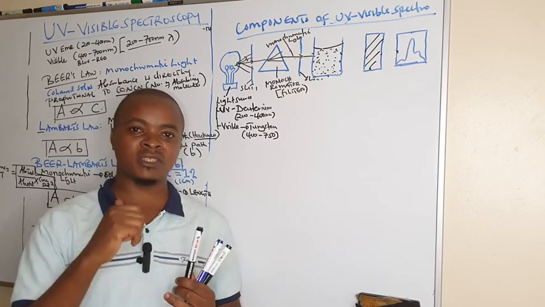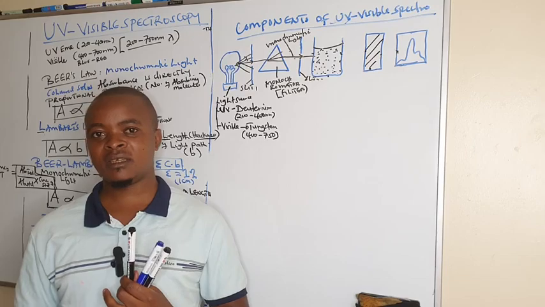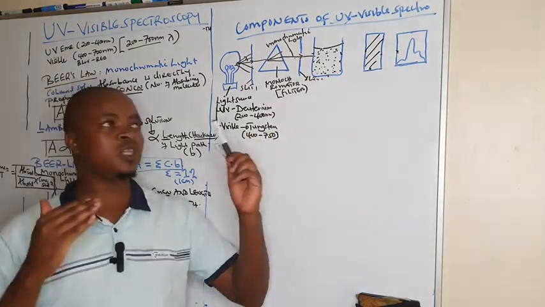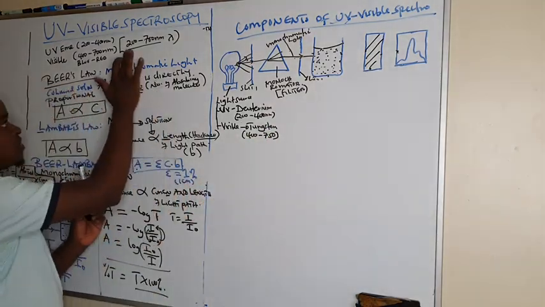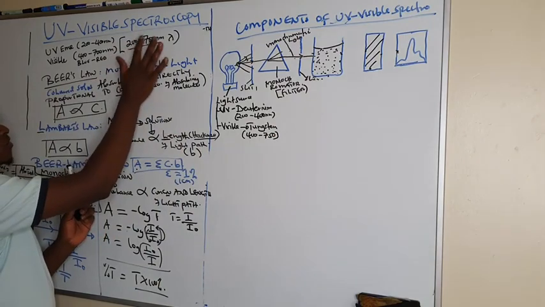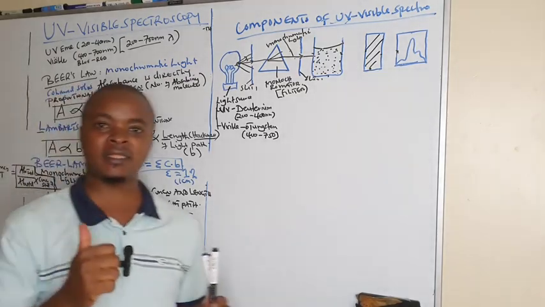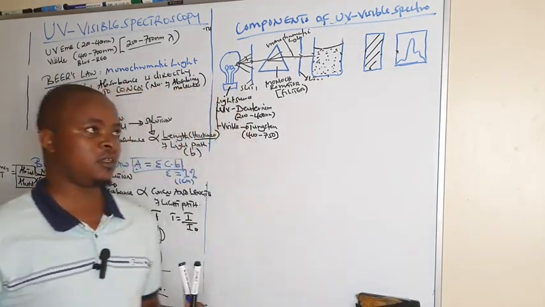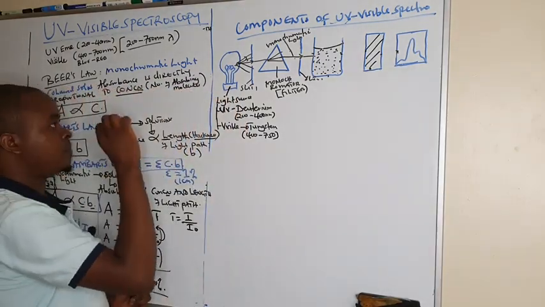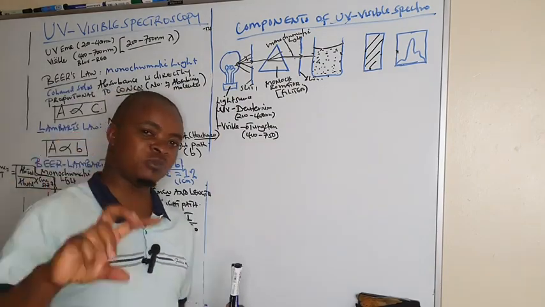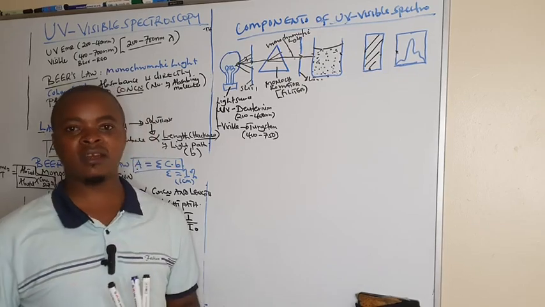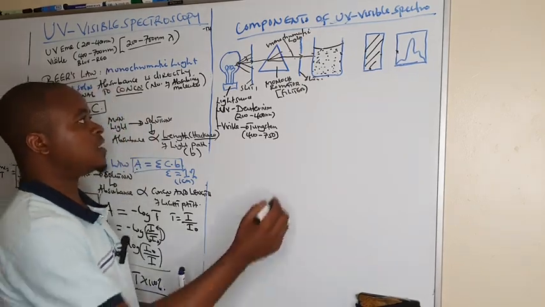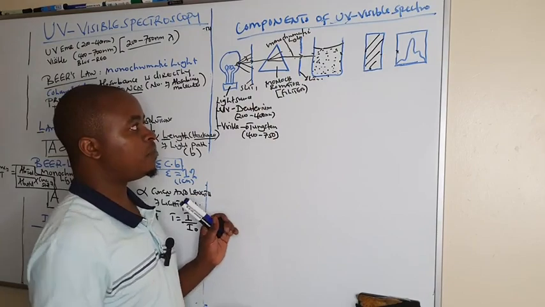If we desire to use light at 540, this monochromator is not going to allow any light between 200 to 700, but it's going to select only light at 540. So that is the use of a monochromator, selecting and transmitting only light of desired wavelength, so that it is the one that reaches the sample in the sample holder.